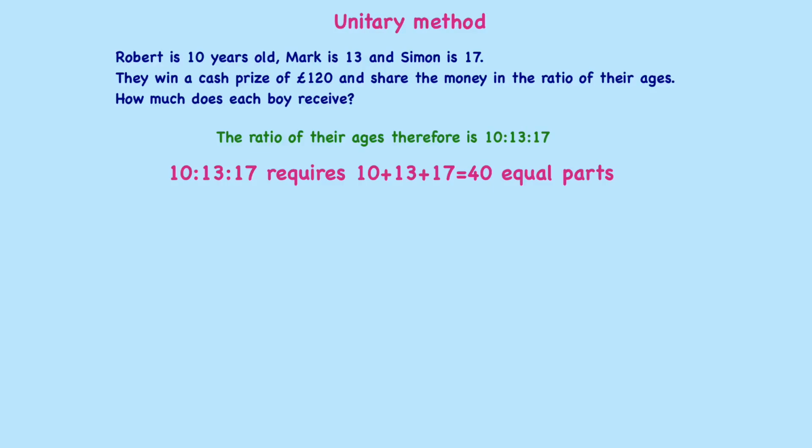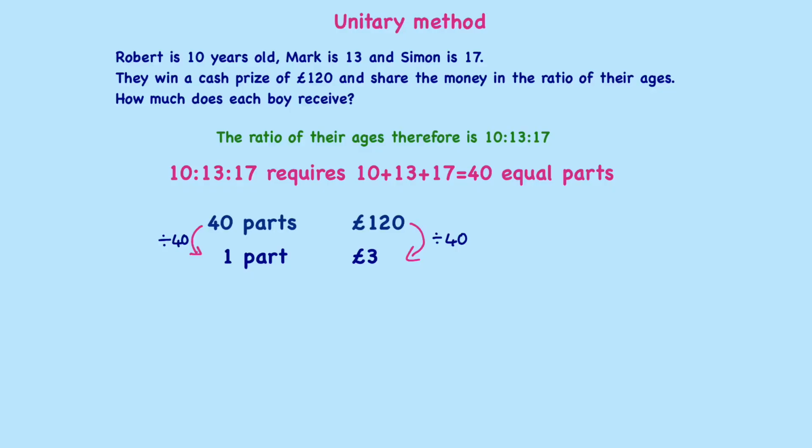Now for the 40 equal parts, that equals £120 because that's how much the prize money is, and this is how many parts you have to divide it up into. So with the unitary method, what we do is we find out how much one part is. To find out how much one part is, you divide by 40. So that will give us one part is £3.